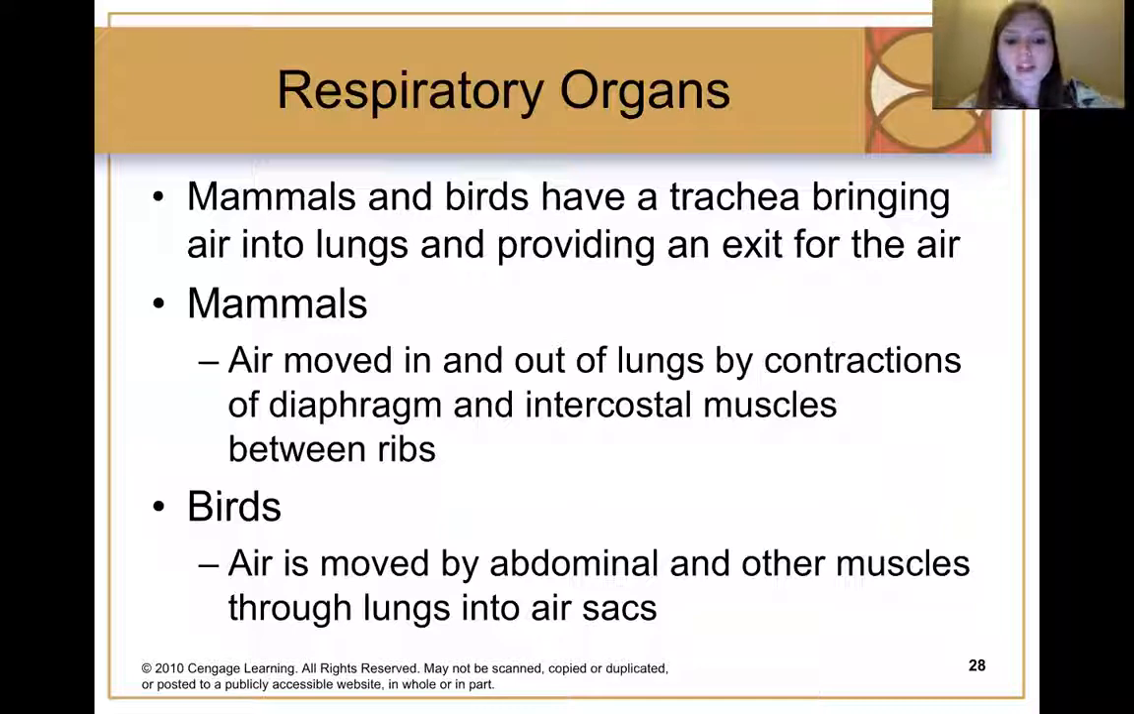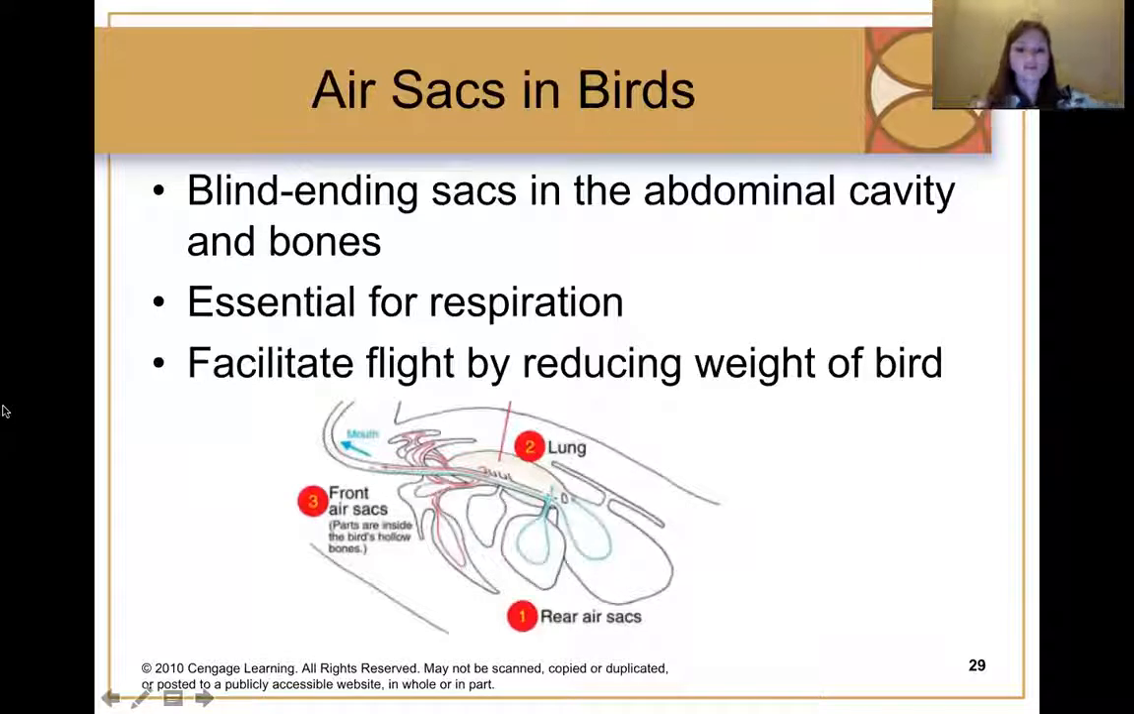However, in birds, the air is moved by abdominal as well as other muscles through the lungs and into air sacs. So we're going to talk a little bit about that and just how they differ, because I think this is kind of cool that they have developed this. The air sacs in birds are blind-ending sacs in the abdominal cavity and the bones, and they're essential for respiration. So, breathing in, taking in oxygen, and then breathing out carbon dioxide. And they actually help to facilitate flight by reducing the weight of the bird.